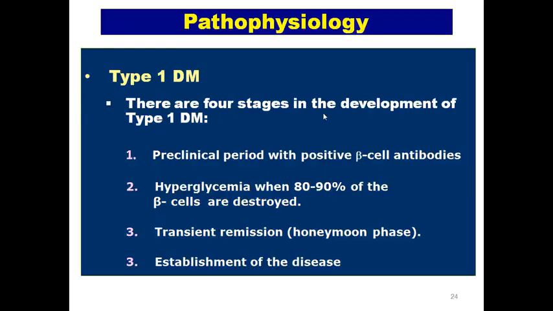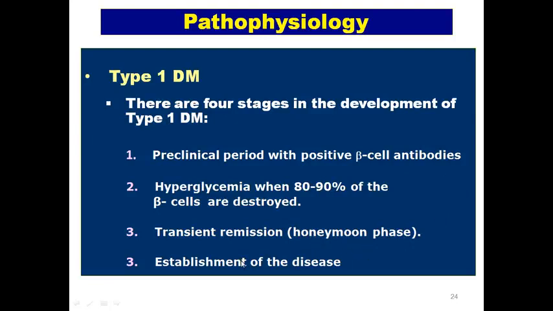There are four stages in the development of type 1. Preclinical period with positive beta cell antibodies. There's just beta cell antibodies; they don't have symptoms. Then when 80 to 90% of beta cells are destroyed, we get a hyperglycemia phase. Then there is a transient remission. The patients go into remission and they start producing a little bit of insulin, which they have. It starts working, and this is known as the honeymoon phase.